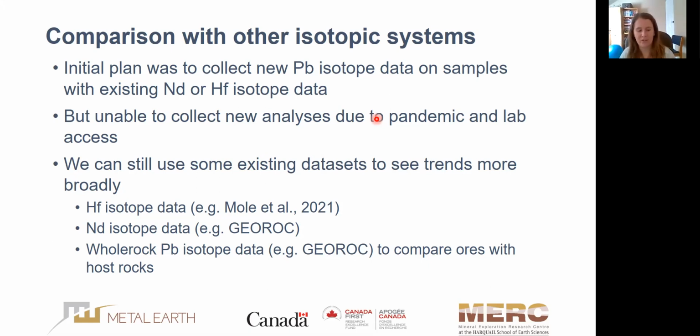So in the meantime, we can use some existing data sets to see trends more broadly. David Moll has done some really fantastic work in collecting a huge amount of hafnium isotope data. This is generally restricted to the Abitibi-Wawa region, but it has really good spatial density, so we can look at trends there. Also, we can use the whole rock databases such as Georock, which contains neodymium isotope data, as well as lead isotope data collected from whole rock samples. And this is also really useful for comparing the ore data with the host rocks to see if the signatures are the same or different.